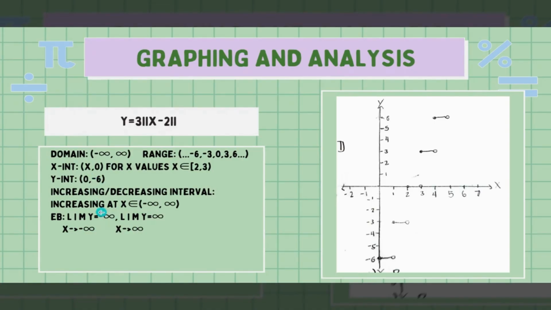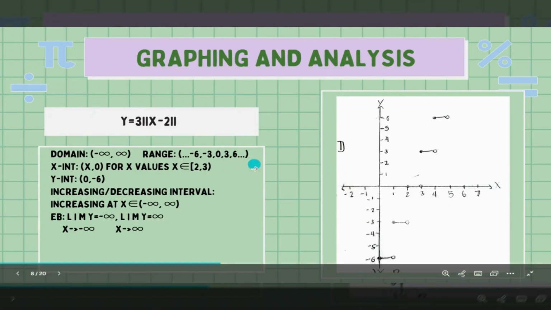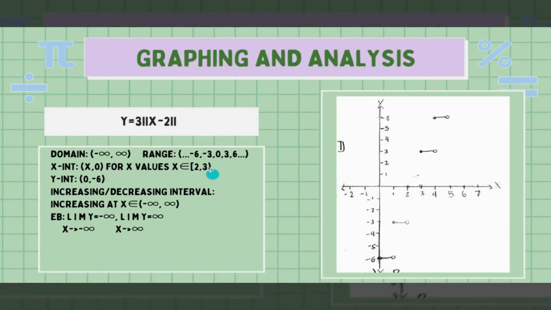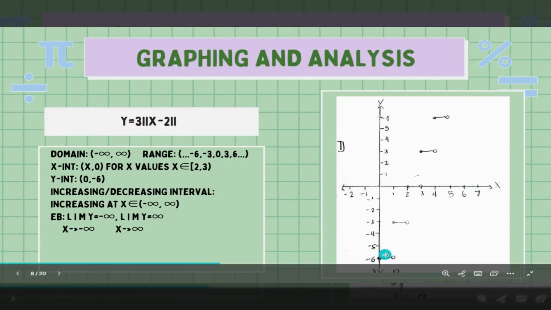If you notice, not all the output values are multiples of 3. And because we don't have a special symbol for this, we must write the values individually in the range. The x-intercept is now x, 0, where x is an element of all x values in which x is greater than or equal to 2 and less than 3. The y-intercept is at 0, negative 6.